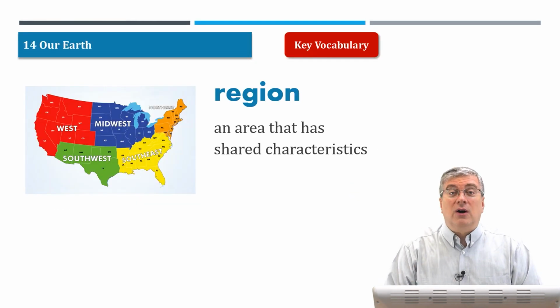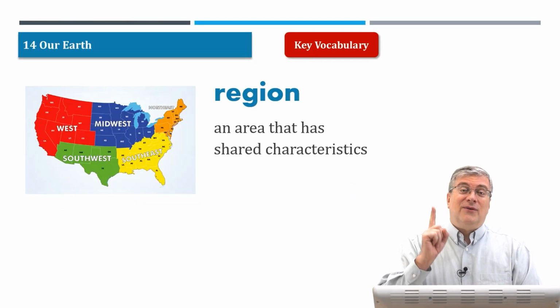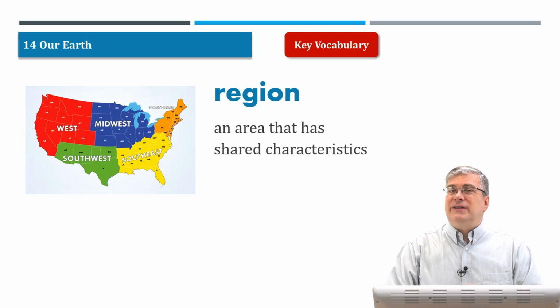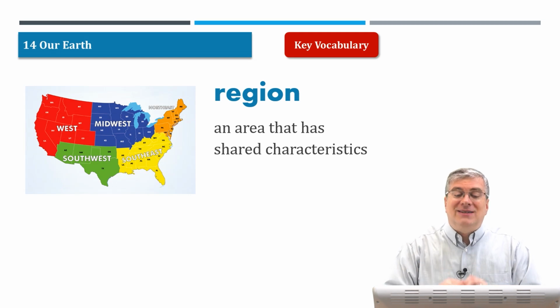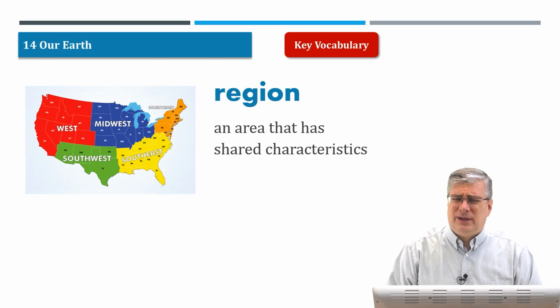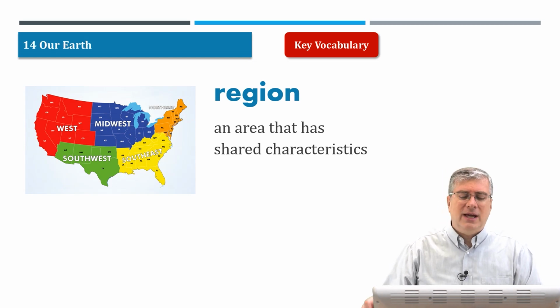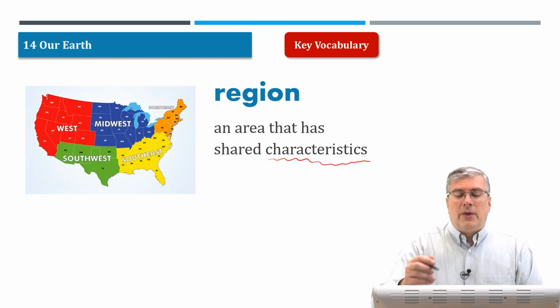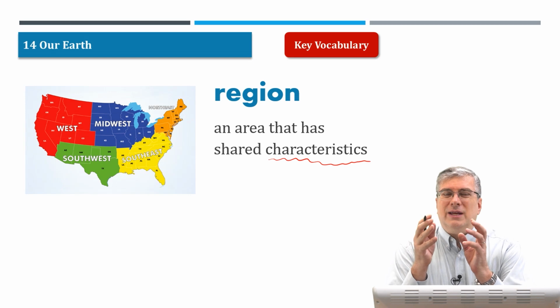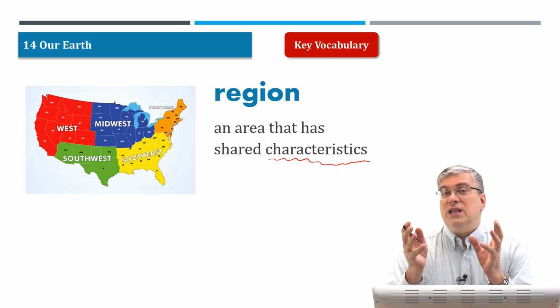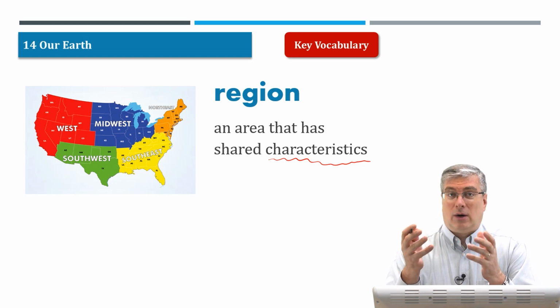Okay, we always start with our vocabulary section, and the first word in the vocabulary section is region. Region is the same as an area. It's an area that has shared characteristics. Shared characteristics, what does that mean? Characteristics are qualities or things that you can say about something. Adjectives are usually used to describe characteristics.